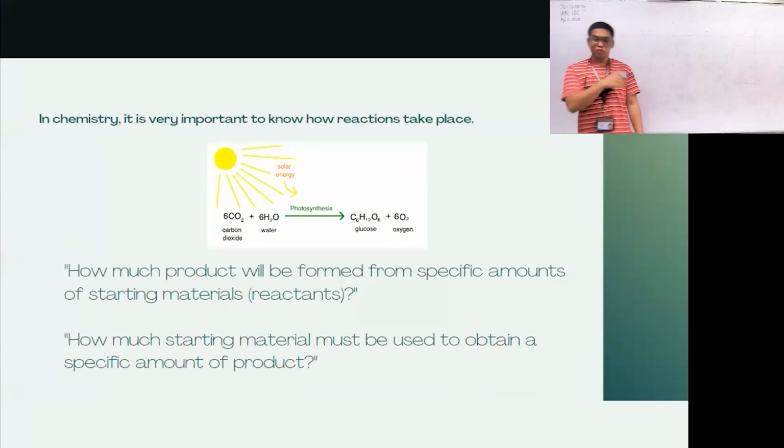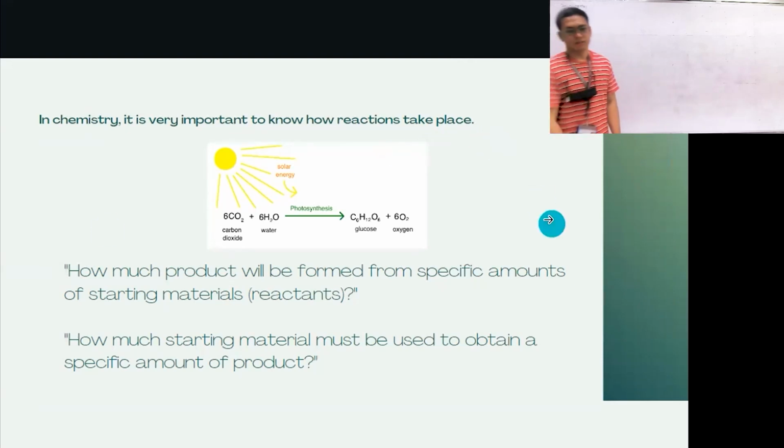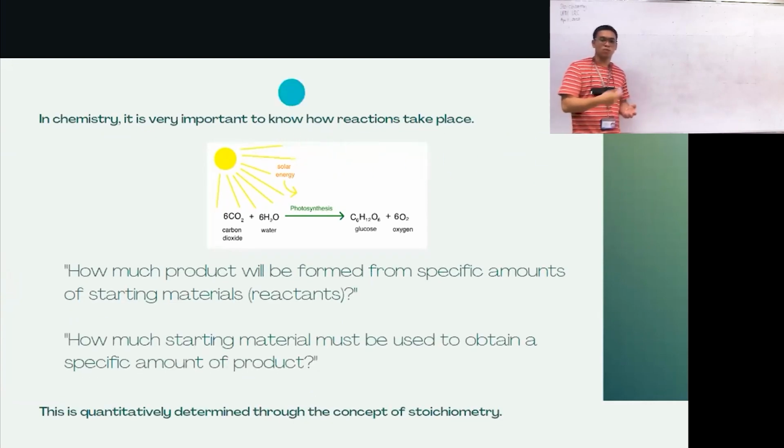In the laboratory, in the university, we have basic chemistry classes and we encounter different reactions in chemistry laboratories, or even in biology or physics. But these two questions always pop up: how much product will be formed from specific amounts of starting materials or reactants, and how much starting material must be used to obtain a specific amount of product. Today, our topic is stoichiometry. We will answer all these things through stoichiometry.